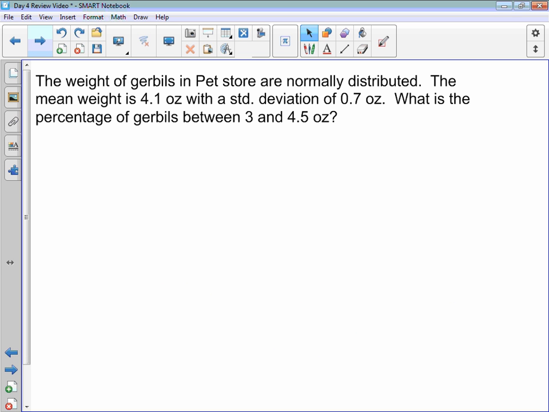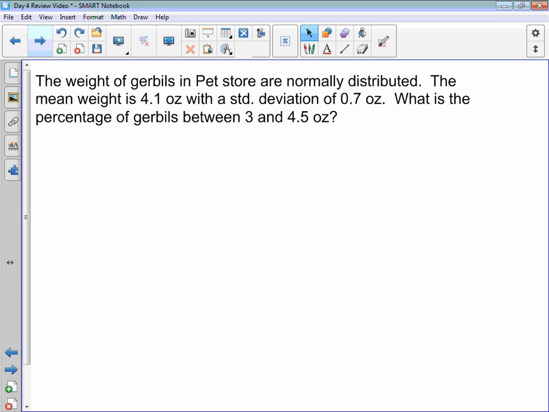All right, the weight of gerbils in a pet store are normally distributed. The mean weight is 4.1 ounces with a standard deviation of 0.7 ounces. What is the percentage of gerbils between 3 and 4.5 ounces? So I'm going to pause. And when you have the answer, come back.